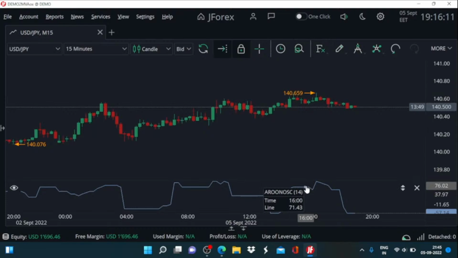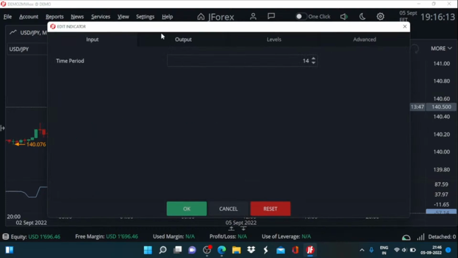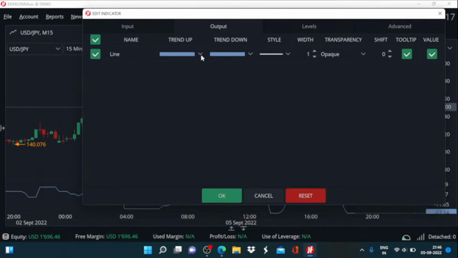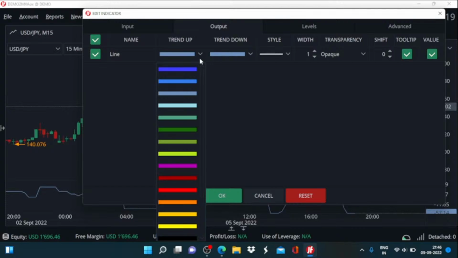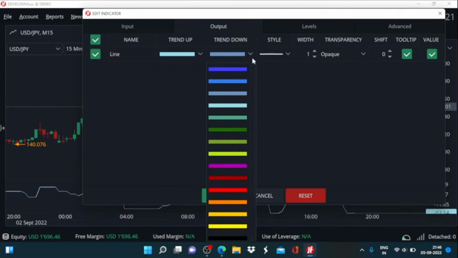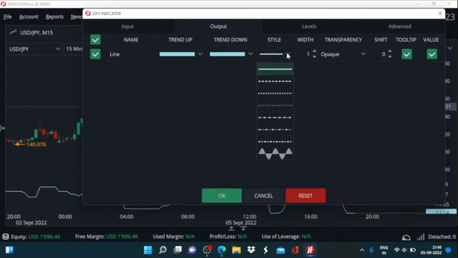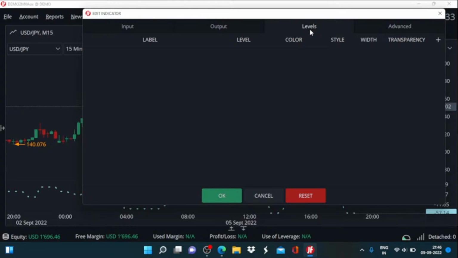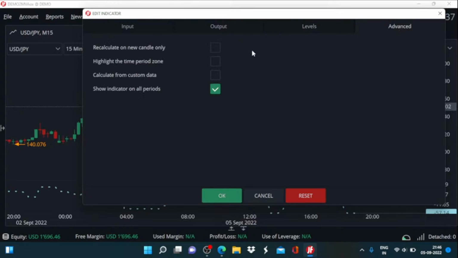Now coming to the other customization options, the output can be made more stylish. If you don't really like this plain, simple, dull blue line, then you can style it up and increase or decrease its weight. Transparency can also be customized. Then comes the level option.